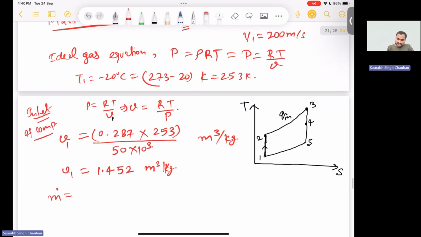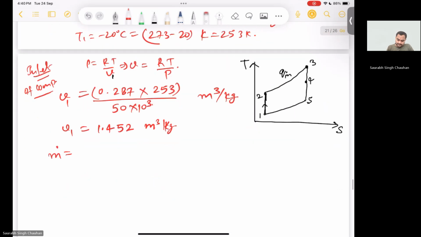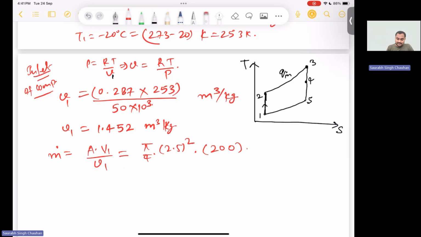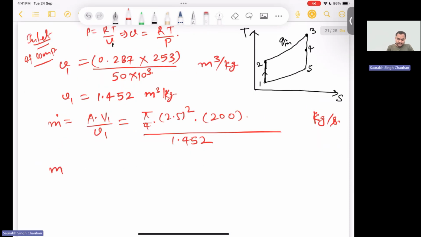So the mass flow rate is what? Cross-sectional area into inlet speed divided by the specific volume. So area is pi by 4 into 2.5 square meter, into velocity is 200 meter per second. Again, everything is in SI unit, so I'm just writing the final unit. And divided by the specific volume 1.452.